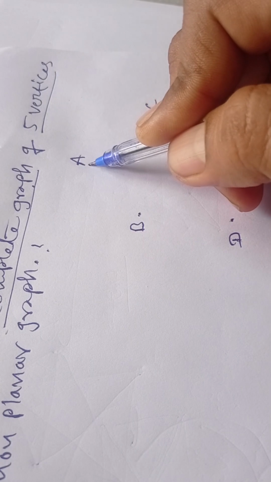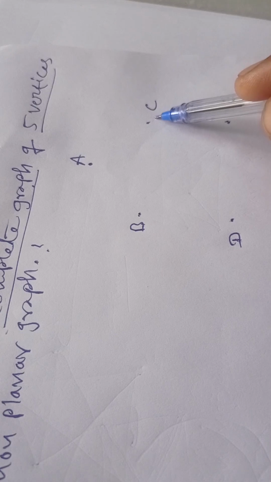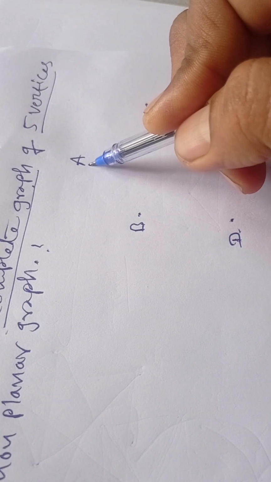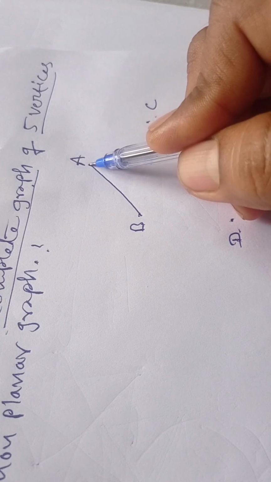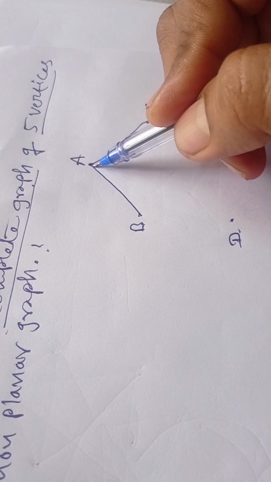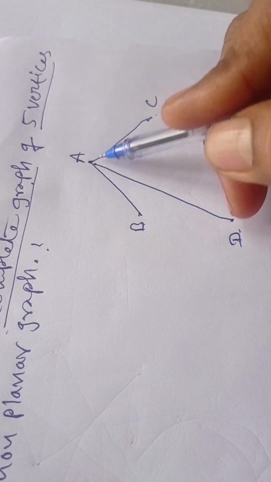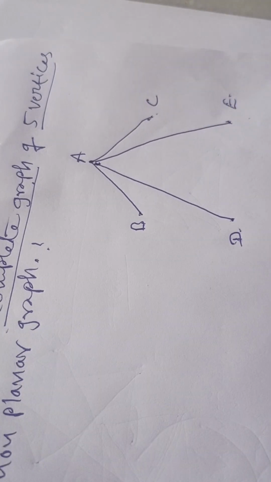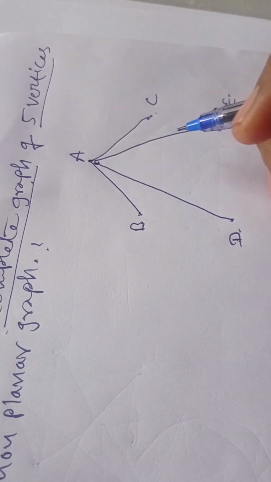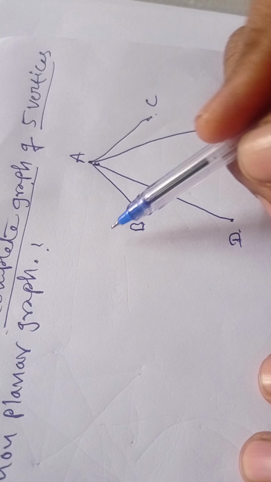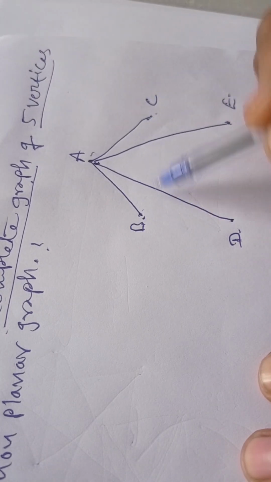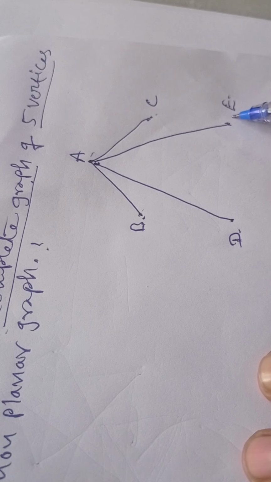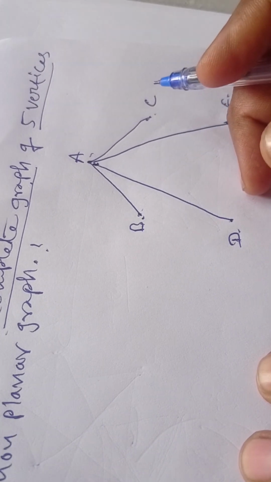So from A we have edges to B, C, D and E. That is, from A we establish the edge to B, A to C, A to D, and A to E. Likewise, from B we have edges to A, C, D and E. Likewise, from each vertex we have a path to all the other vertices.